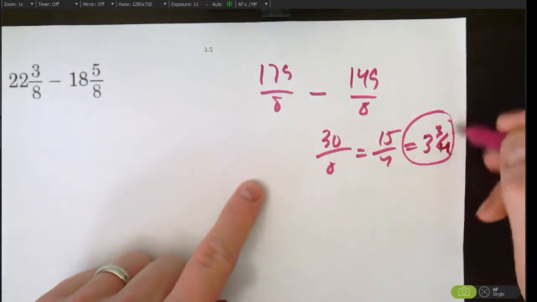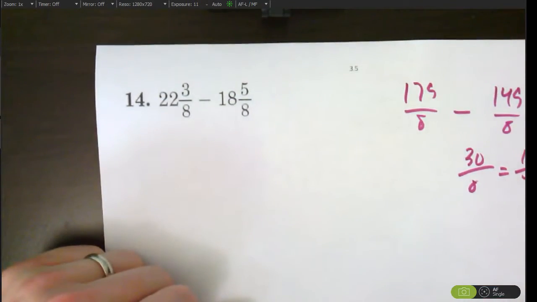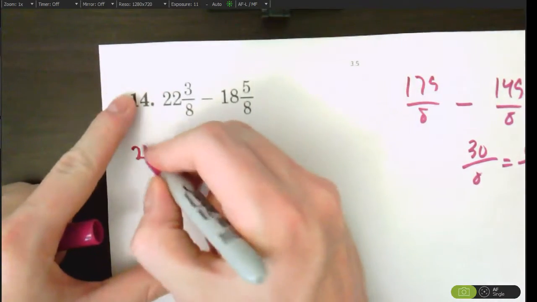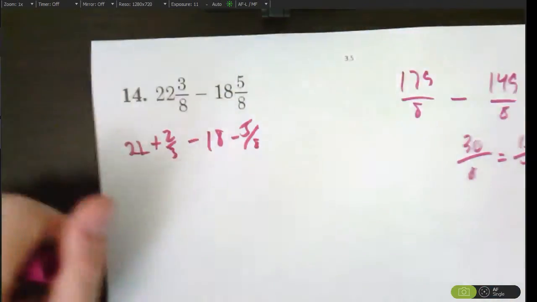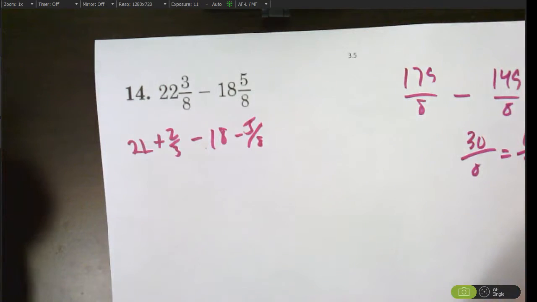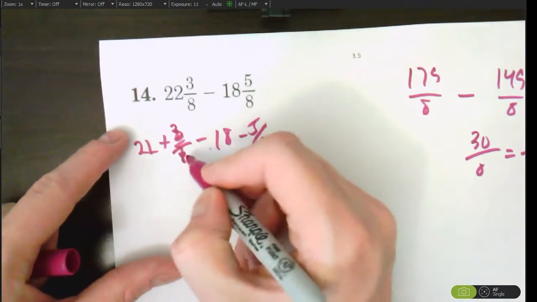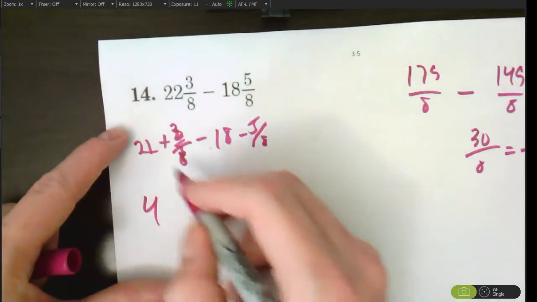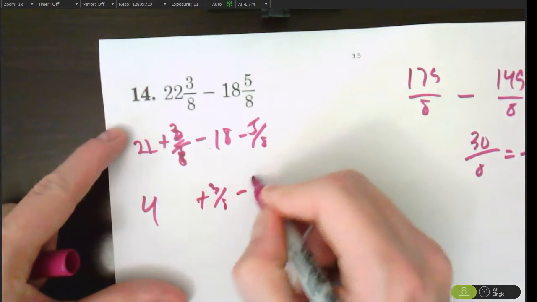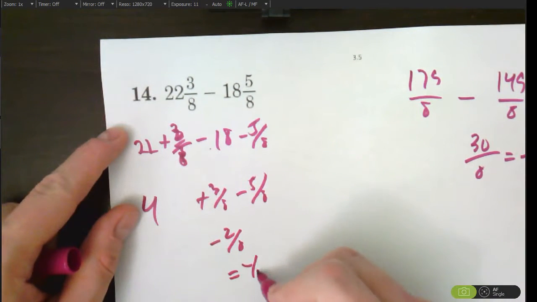That's easy to do if you make it improper. Okay. If you're like, no, Mr. Moyer, I want to do this as a mixed number, that means you get 22 plus 3/8 minus 18 minus 5/8, because both of those have to be subtracted. Well, 22 minus 18 is 4, not that big a deal. Here's our problem though. Positive 3/8 minus 5/8 is actually going to be negative 2/8, which is negative 1/4.